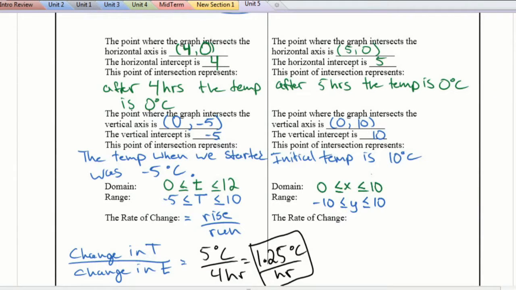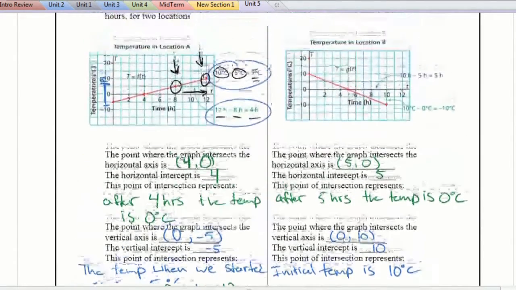And then the rate of change was probably something a little bit trickier. We haven't done a ton of these yet. So the rate of change again is going to be the change in temperature divided by a change in time. So I picked 2 points on my graph and divide them.